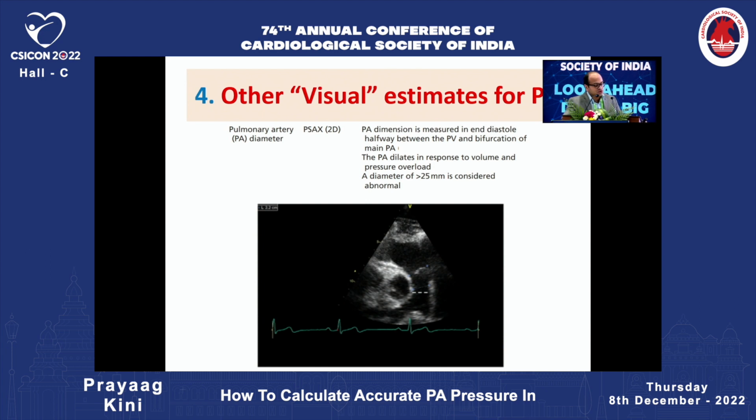The other visual estimates, you can actually measure the PA diameter. So you have to correct me if anything is wrong in this, but then it's not done these days. But if you see right in the center, somewhere between the valve and the bifurcation, if it's more than 25 millimeters, it is considered abnormal.